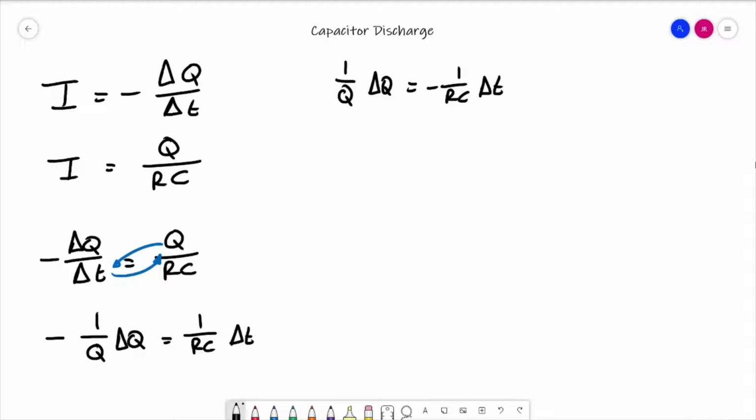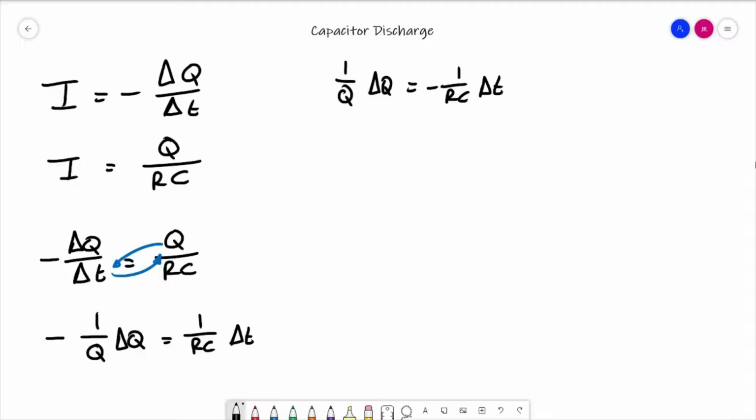Now at this point we're going to turn this equation into an integral equation. So we're going to integrate both sides. Now I'm not going to get into the technicalities of why we can just swap out delta Q and delta T, and when we turn it into an integral we're going to end up with dt and dq instead.